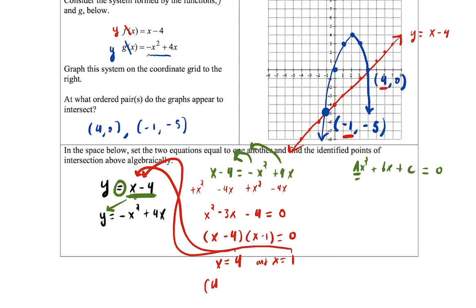And in this case, if you plug in 4, 4 minus 4 is 0. This should be a plus 1 here. And so this would be x equals -1. If you plug in a -1, this would be -1 comma -5. And so you'd get these same two solutions.